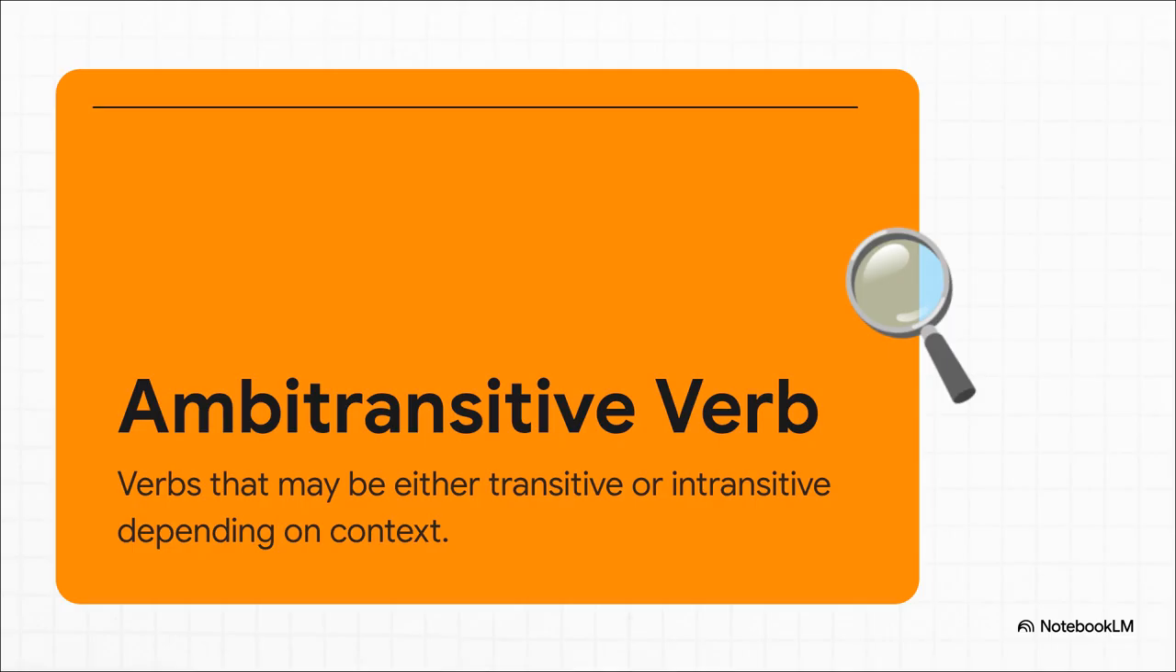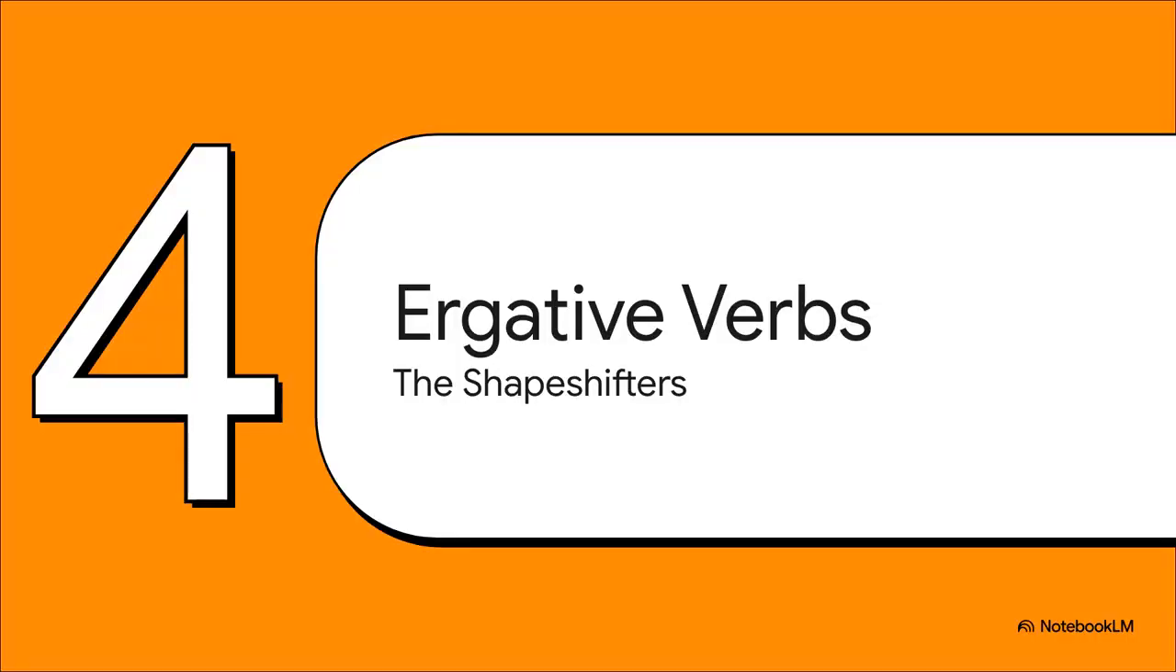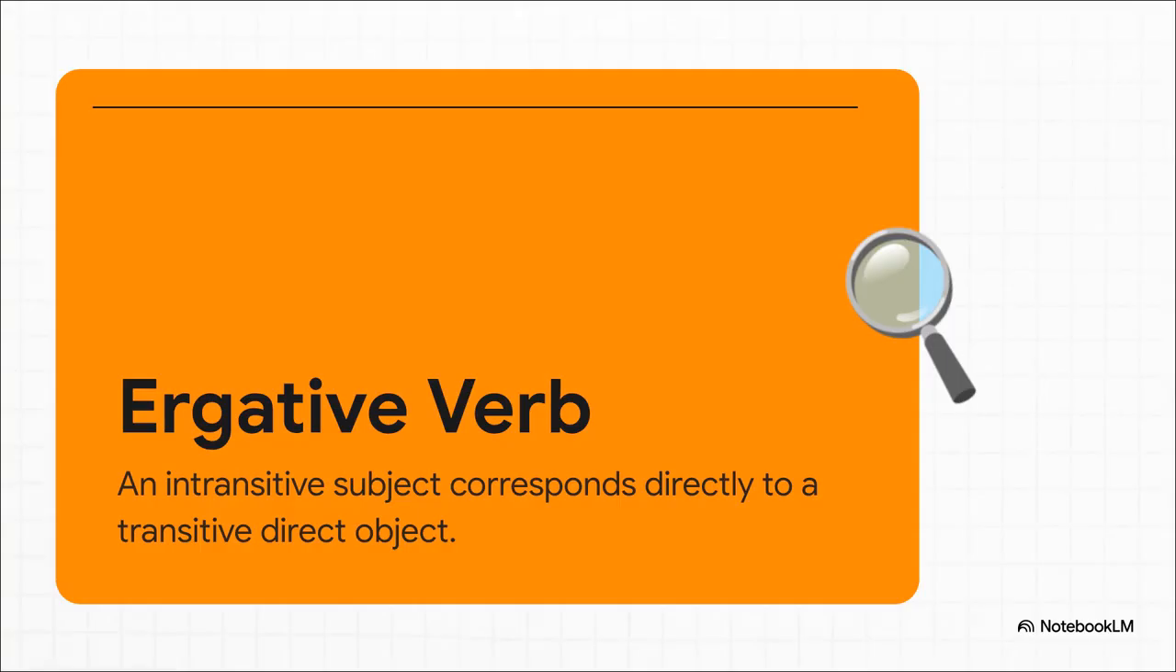You can say, the store opens early, which is completely intransitive. Or you can say, some man opened the window, which is transitive. The verb itself is exactly the same, but the engine is powering a totally different kind of vehicle. Which brings us perfectly to section 4, shapeshifters, otherwise known as ergative verbs. So what on earth is an ergative verb?